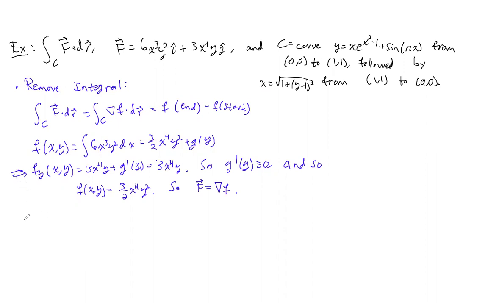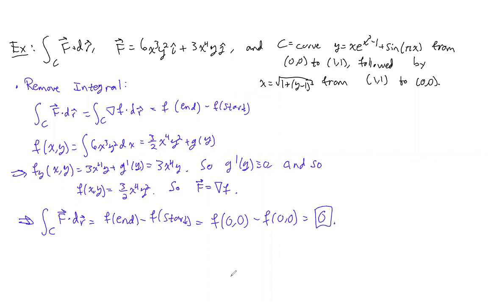This is actually very good news for us, because what this means is that the integral over C of F dot dr is, as I pointed out, f of the end minus f of the start. But let's look at our description of the curve. The curve starts at (0, 0), and then goes to (1, 1), and then goes along a different curve from (1, 1) to (0, 0). Which means the end and the start are both the same. In both cases, this is f of (0, 0) minus f of (0, 0). So this is 0.